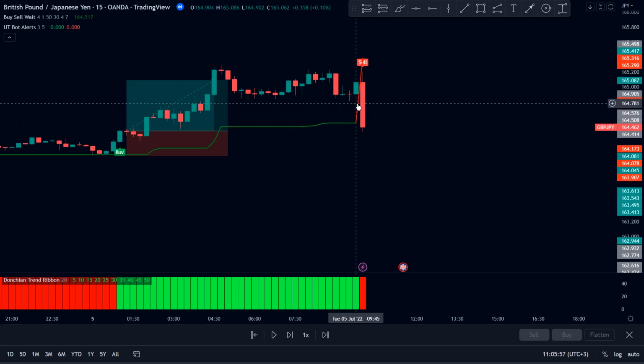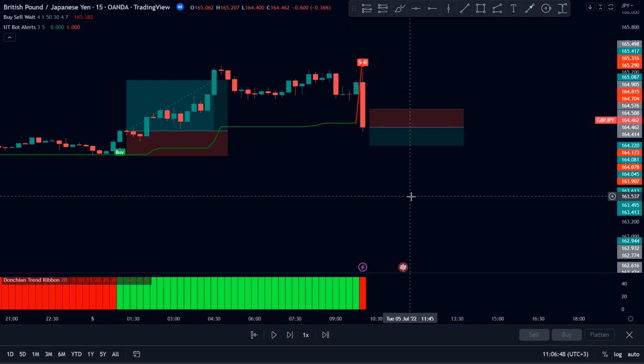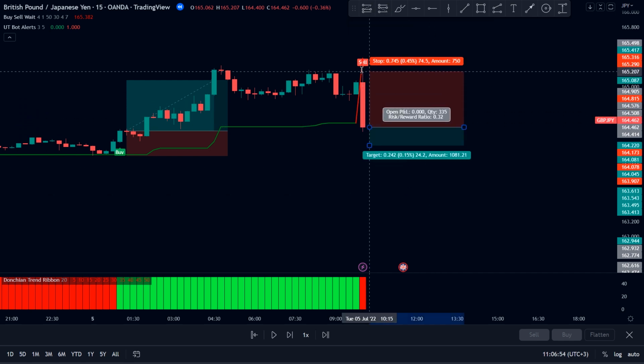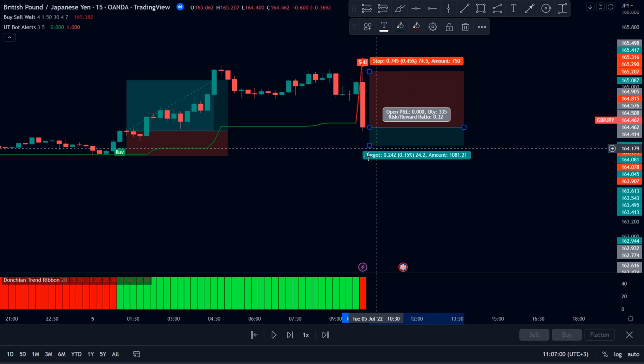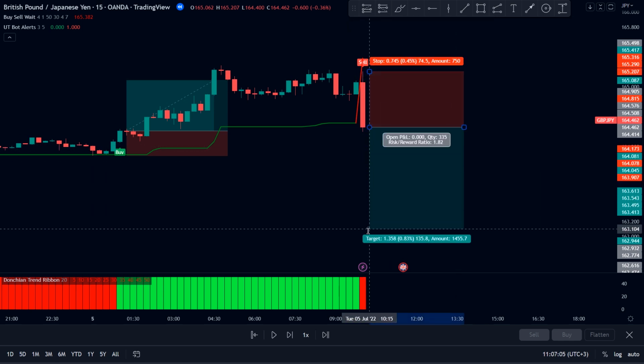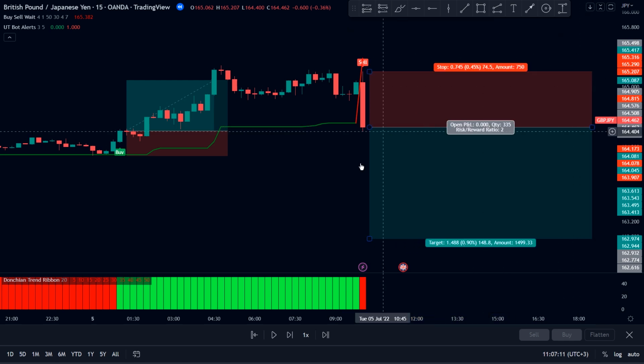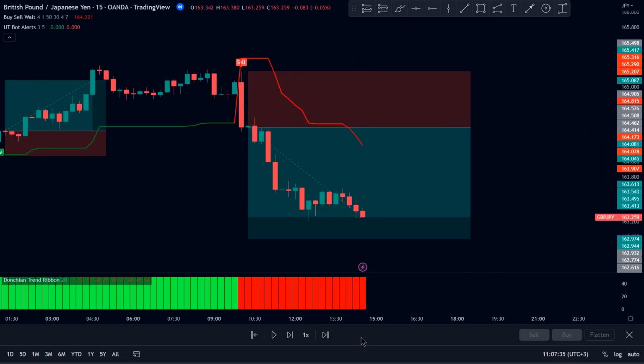If it's not, we wait for it to change color from green to red, while the Donchian Trend Ribbon is still colored in red. The third condition is to wait for the UT bot alerts to print a sell signal while both the Donchian trend ribbon and the buy-sell wait indicator are all still colored in red. All these conditions are met on this candle, so we enter a short trade. We're gonna set our stop loss above the most recent swing high, which is this one right here. And for the take profit, we're gonna set it at 2 times the risk. We let this trade run and full TP.